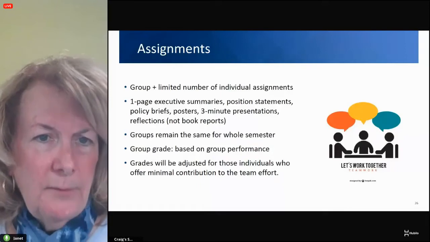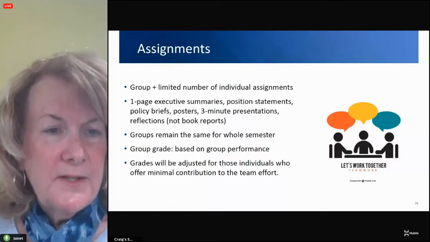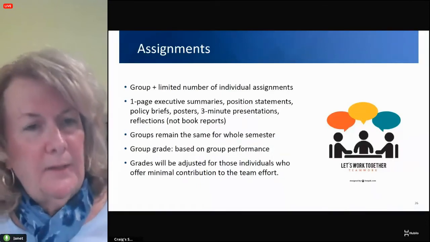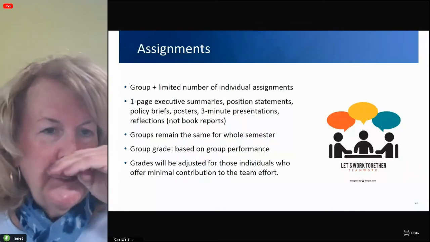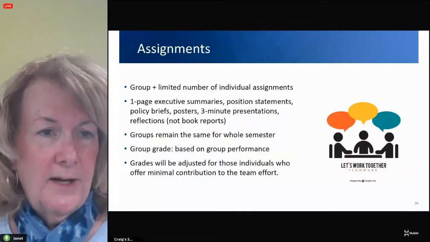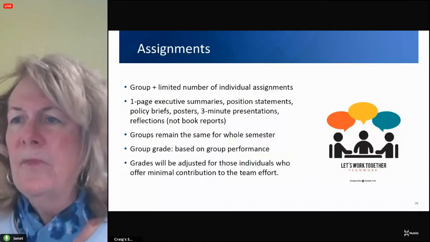I assure them that their group is going to remain the same for the semester and that we're providing them skills through team steps to help handle any conflict that arises. And it really works pretty well.